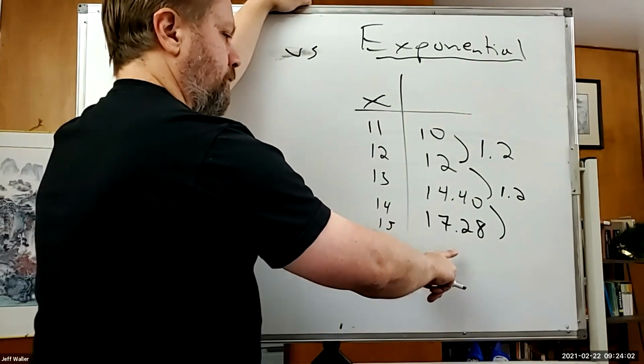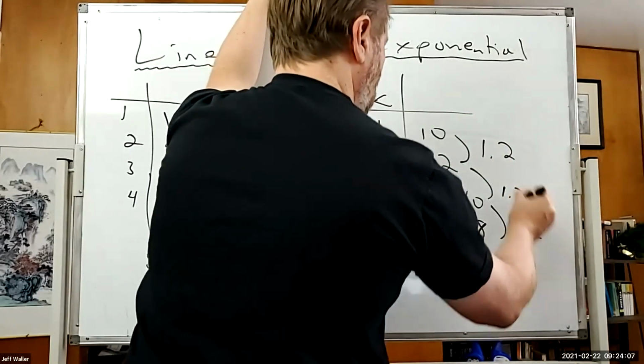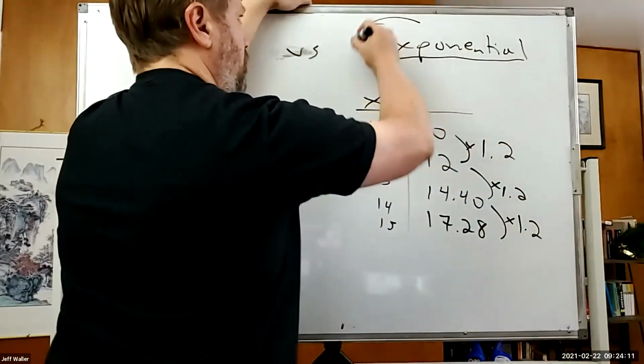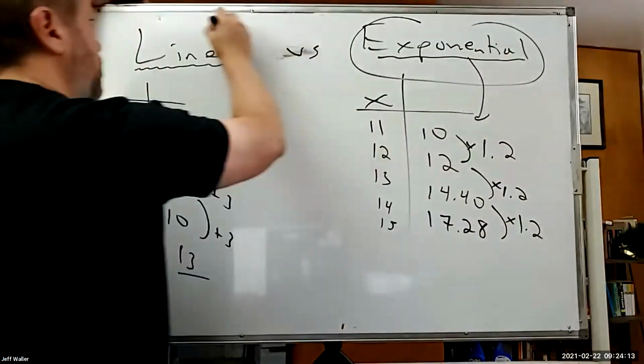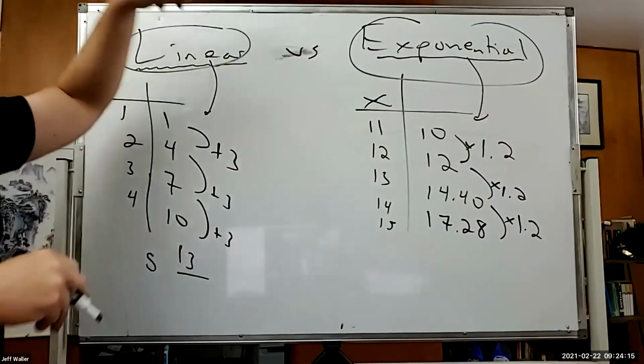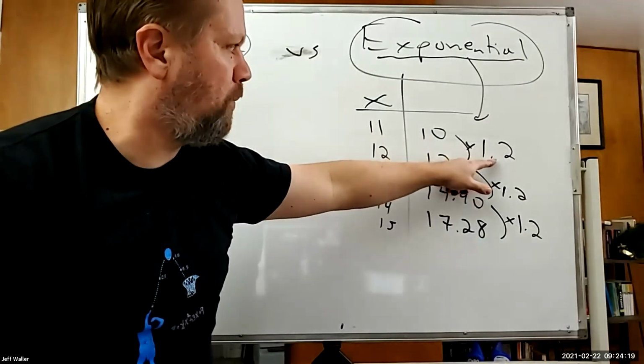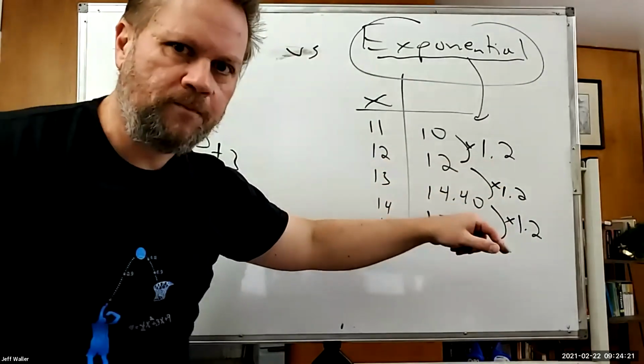I got 17.28. Yay, Jeff. Good job, Jeff. So I keep multiplying by the same thing, therefore it's exponential, right? This is the only way you can show me if it's linear or exponential: show me what it is I keep doing.